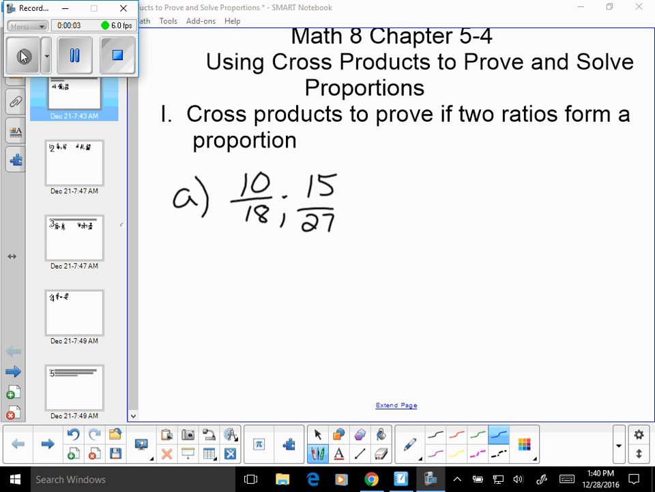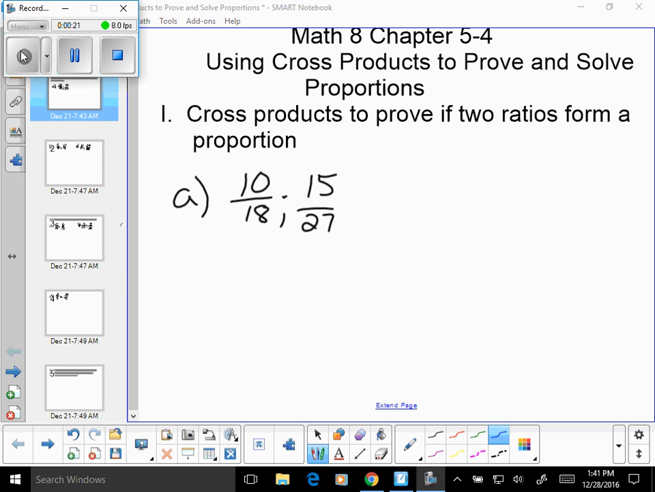Our next lesson is Chapter 5.4, using cross products to prove and solve proportions. The first part of this lesson is going to be to prove if two ratios actually do form a proportion, meaning we have to prove that they are equal to one another.